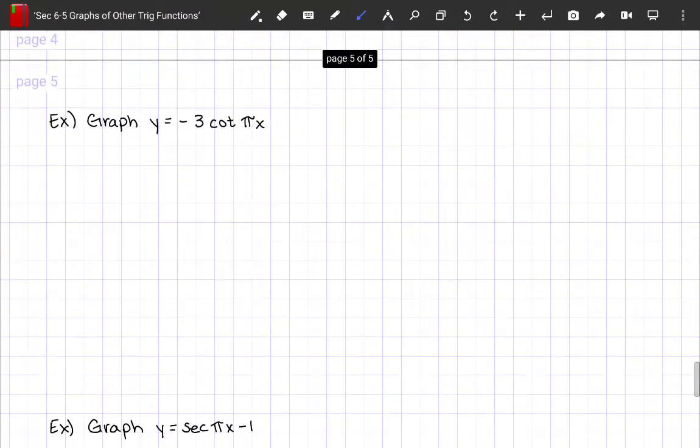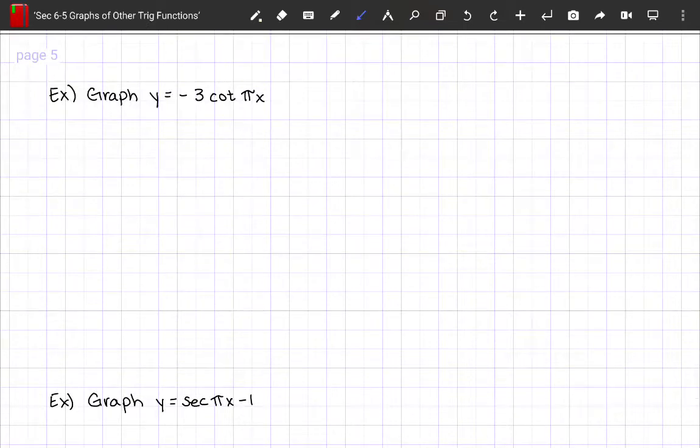Let's look at graphing this. And by the way, on any of these, if you want to pause the video and try graphing it yourself first, definitely encouraged to do that. But let's try graphing this one.